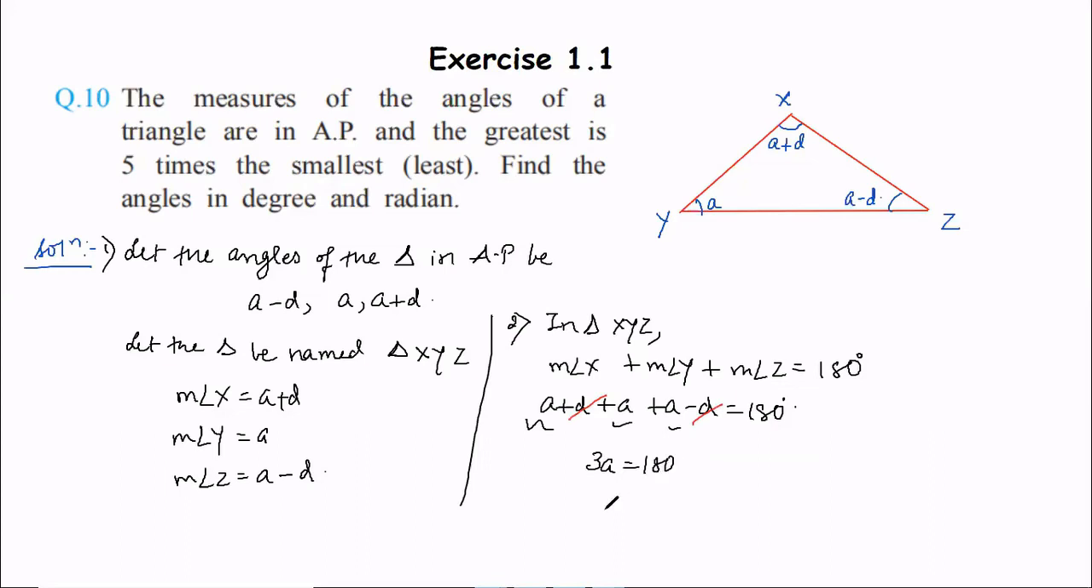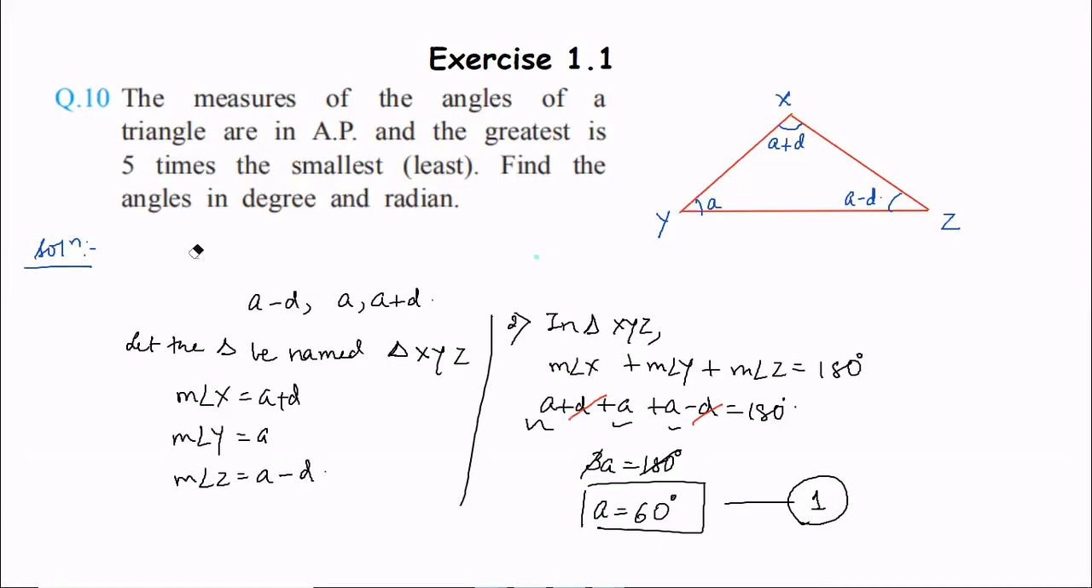This way I get the value of a. a is equal to 60 degrees. 3 and 180 get cancelled. Perfect. So that's our first conclusion. Mark this as statement number 1. We will use it later. Now erasing the assumption part so we can continue with the third step on the screen.